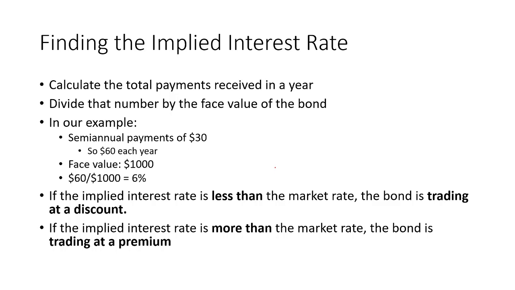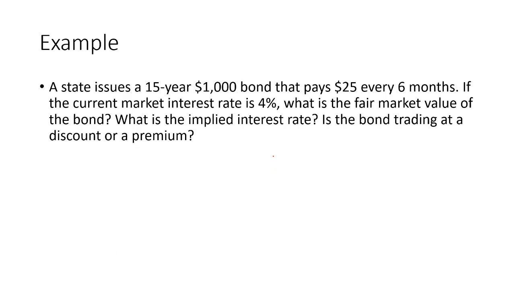If the implied interest rate is less than the market rate, which will be given to you in the problem, the bond is trading at a discount. If the implied interest rate is greater than the market rate, the bond is trading at a premium. Here's another example. A state issues a 15-year $1,000 bond that pays $25 every 6 months. If the current market interest rate is 4%, what's the fair market value of the bond? What's the implied interest rate? Is the bond trading at a discount or trading at a premium?